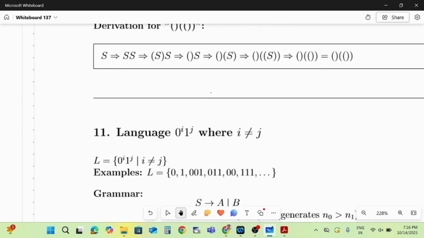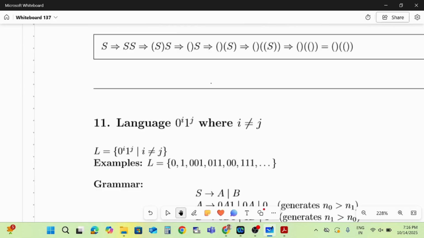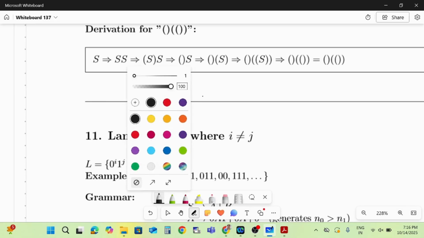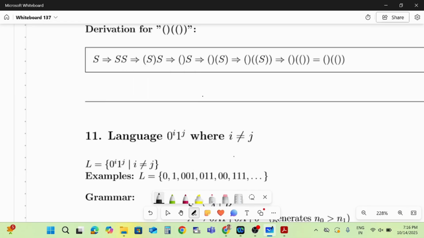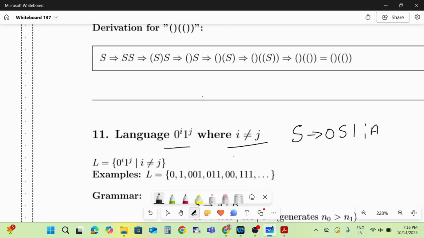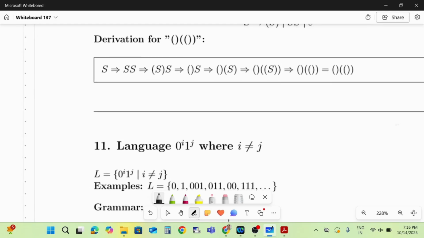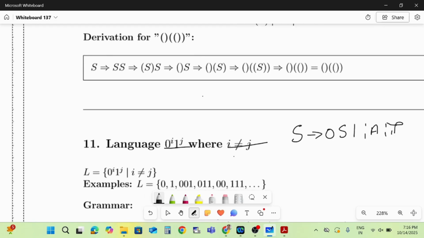In a similar fashion, we have a language of 0 power i, 1 power j, i not equal to j. How should we write a grammar for this? For this kind of a condition, first we have to write S tends to 0 S 1. This will generate equal length of zeros and ones. But we should ensure that i is not equal to j. Then what I will do is introduce one A extra or one B extra.